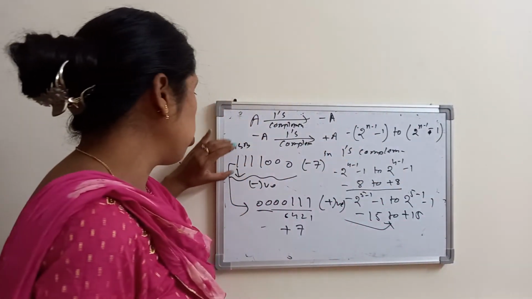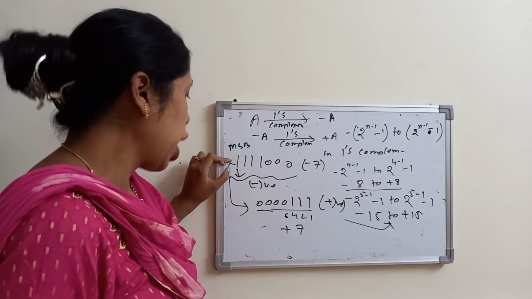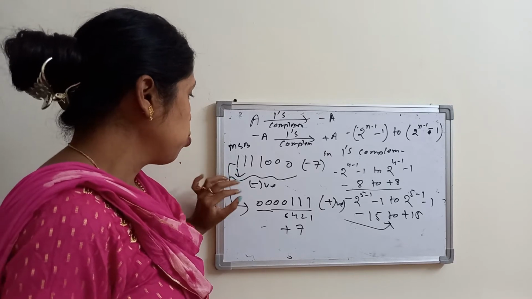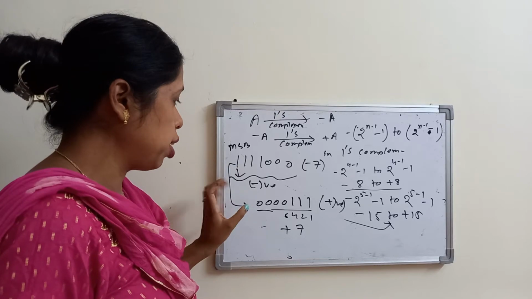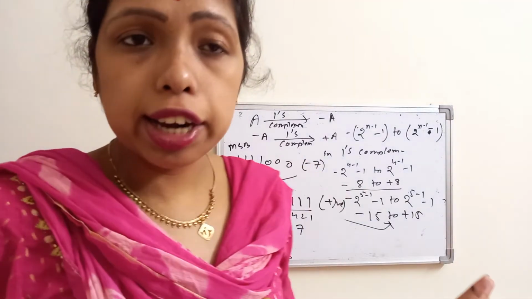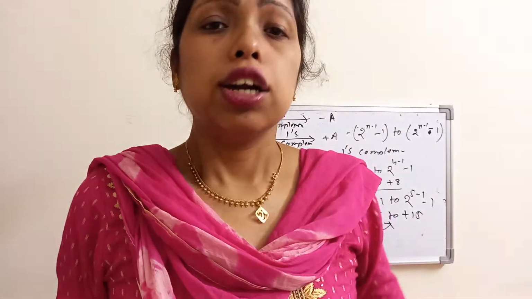Again I am repeating: whatever number is there, I have to check the MSB, right? If the MSB is 1, that means the entire number is a negative number. Then I cannot convert this binary number directly into a decimal number, as this is a negative number, right?